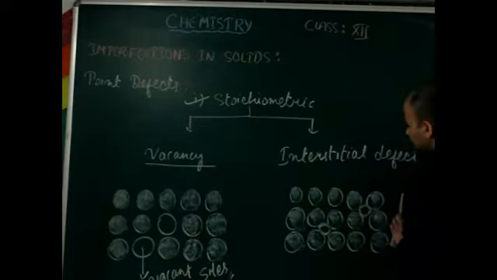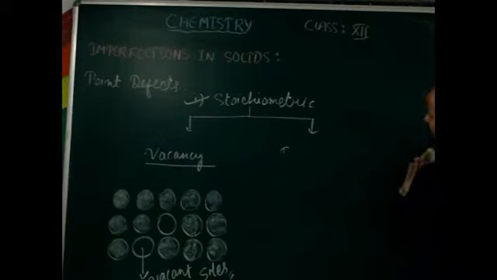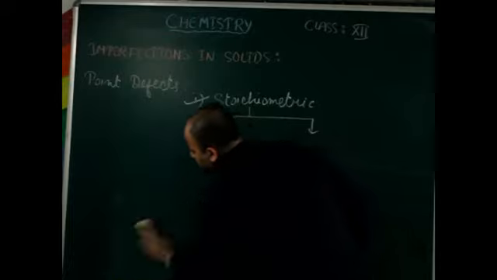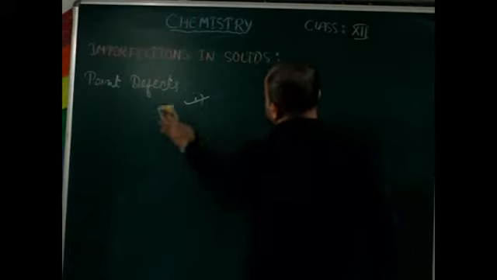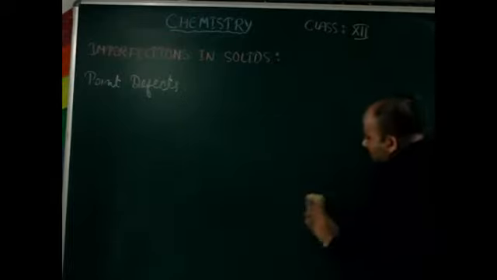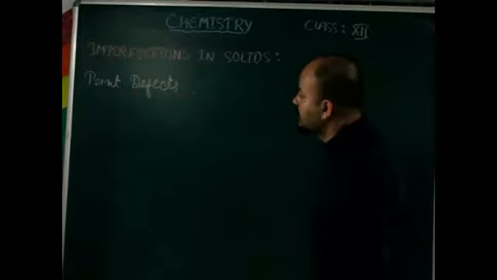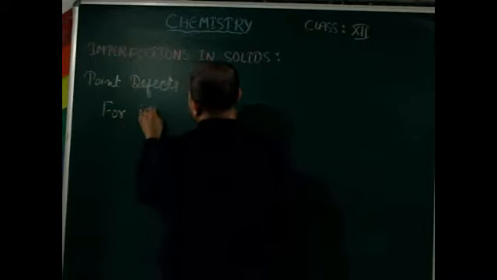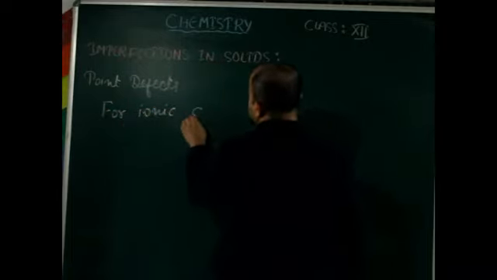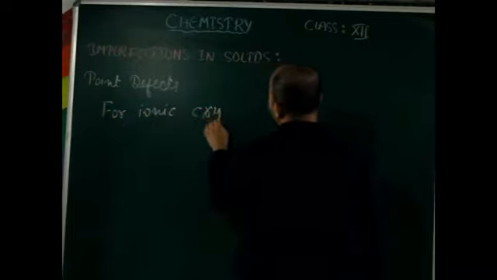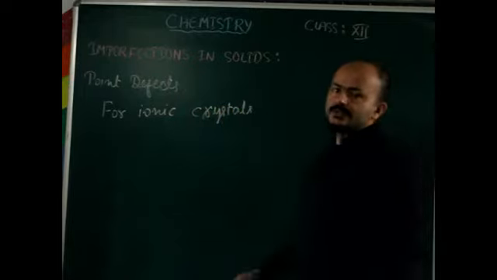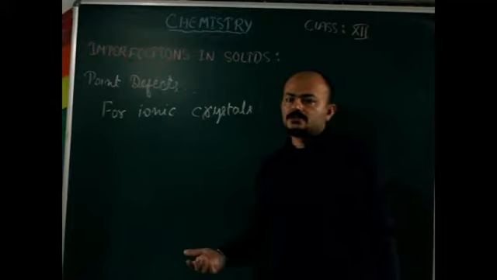Okay, now we are discussing stoichiometric defects, and here we are going to discuss them for ionic crystals. Now in case of ionic crystals, there are two types of defects. One is Schottky defect.